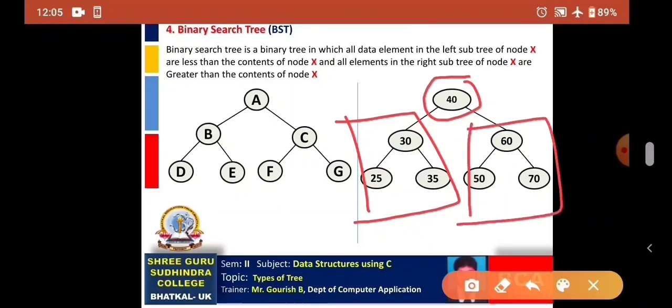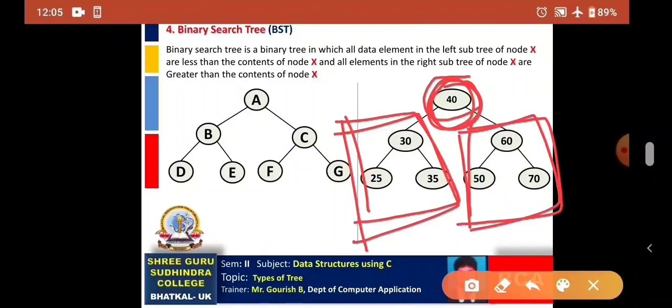Fine. Now what is the condition? The left subtree should be less than the value of that node, right? See, the left subtree should be less than 40. See here, 30 is less than 40, 25 is less than 40, 35 also less than 40, right? And the right subtree is greater than 40, right? See, 60 is greater than 40, 50 is greater than 40, and 70 also greater than 40. This is fine for node 40. Same thing we have to apply for every node.